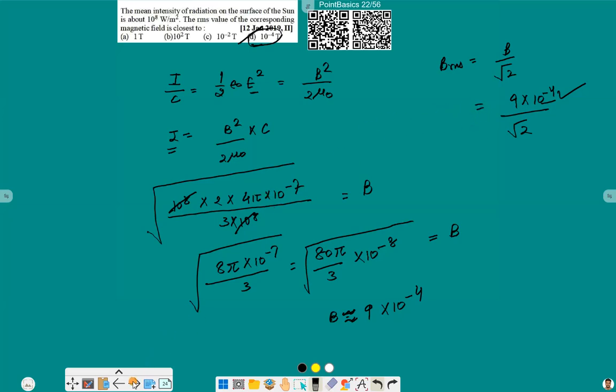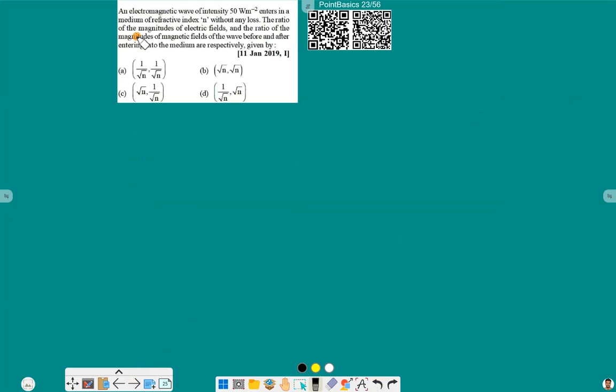Let us move ahead. An EM wave of intensity 50 watt per meter square enters a medium of refractive index n without any loss. The ratio of the magnitude of the magnetic field and the ratio of the wave number of the wave before and after entering the medium, respectively, are given by.